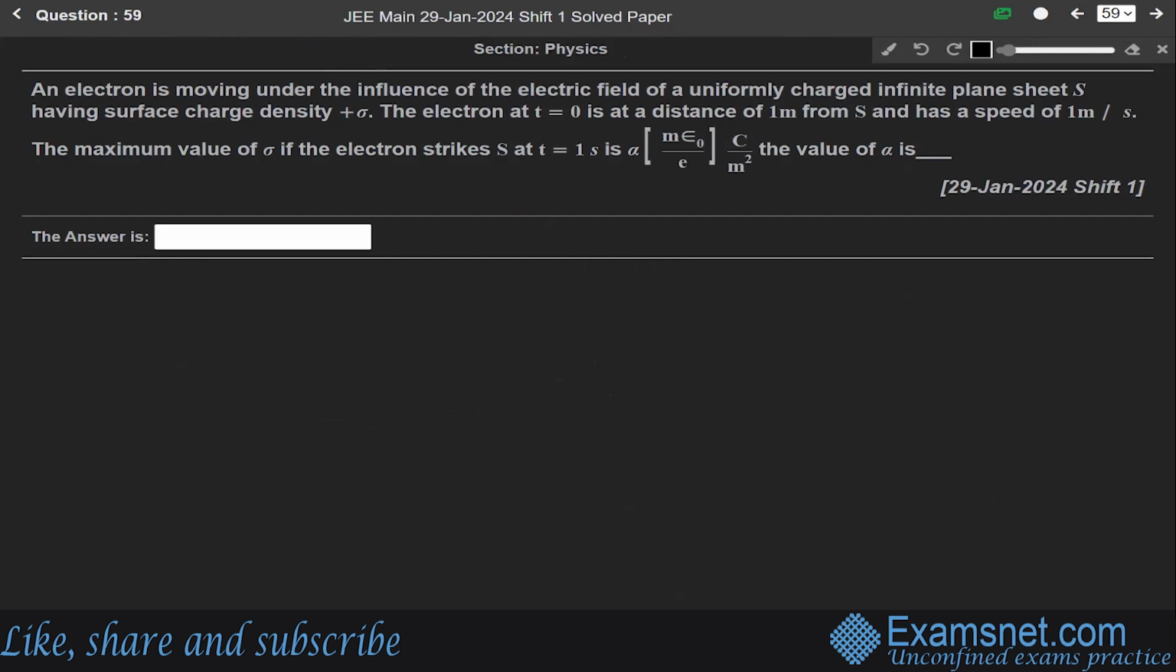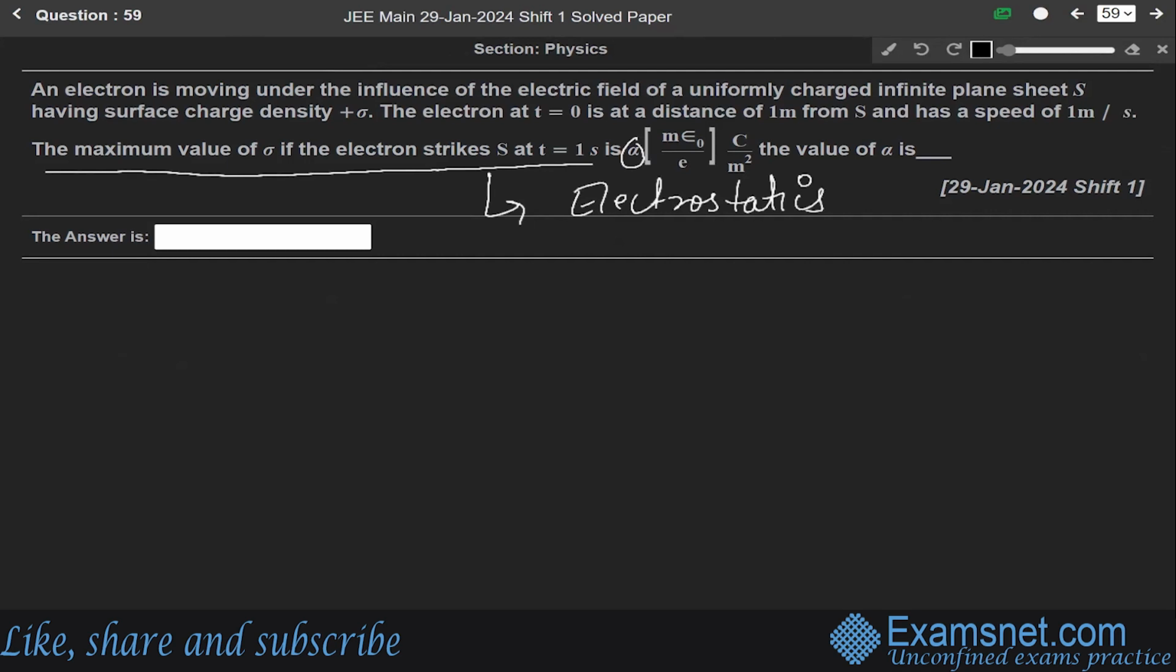The electron at t equals to 0 is at a distance of 1 meter from S and has a speed of 1 meter per second. The maximum value of sigma if the electron strikes S at t equals to 1 second is alpha m epsilon naught over E coulomb per meter square. We have to find the value of this alpha. So this question is from the chapter of electrostatics.